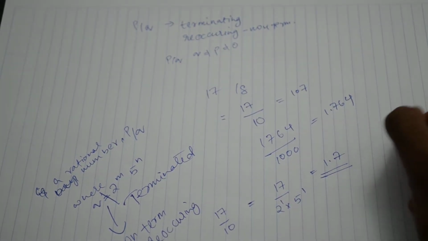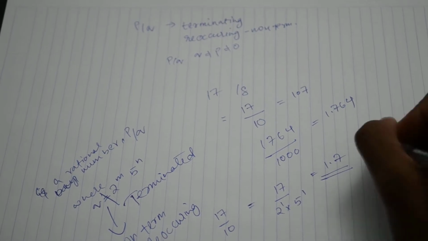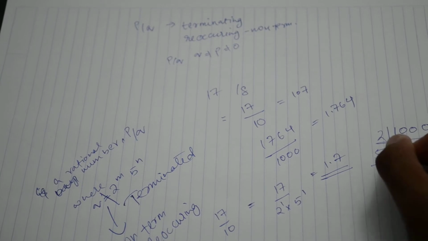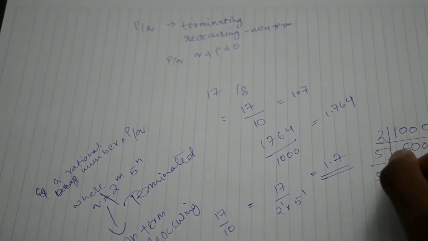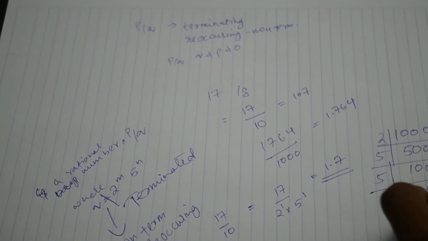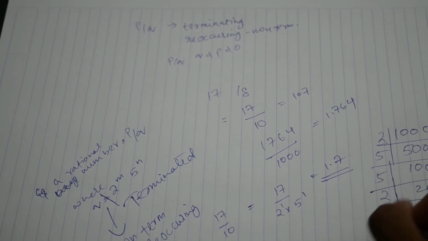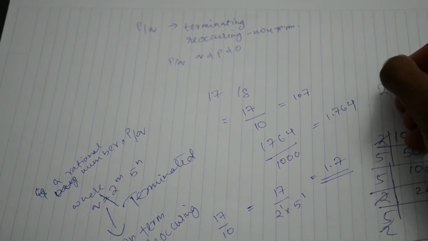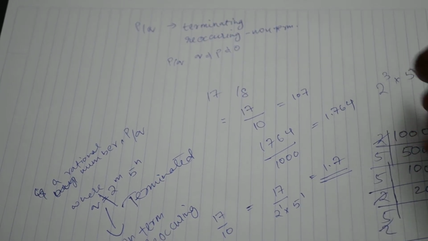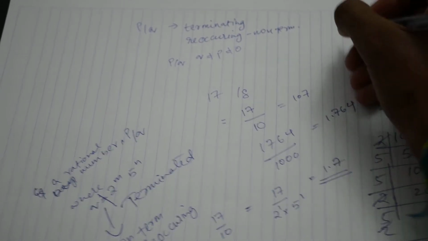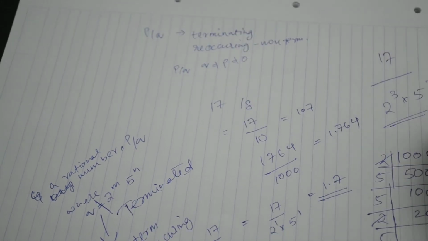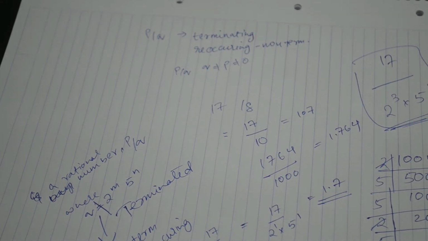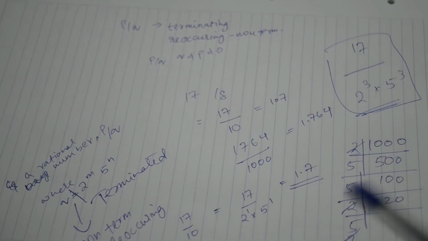Suppose you take 1000, use the LCM, which gives us 2, 500 which gives us 5, 100 which gives us 5, 20, 2, 5, 2. This gives us 2 to the power 3 into 5 to the power 3. Thus, it's 17 by 2 to the power 3 into 5 to the power 3. Thus, it is terminating. That's the last concept for this chapter.